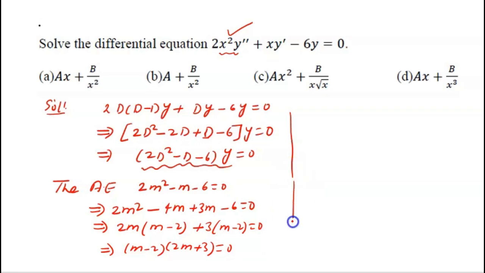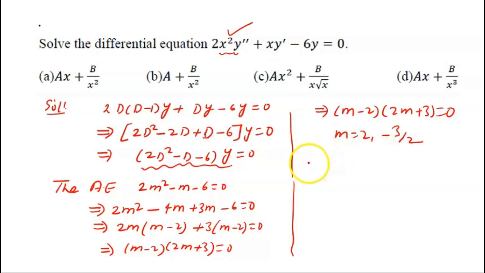So I get m minus 2 into 2m plus 3 is equal to 0. So the factors are m minus 2 into 2m plus 3 is equal to 0. So m is equal to 2 and minus 3 by 2. So what will be the solution? Solution will be y is equal to A e to the power 2z, right? Because I told you that you have considered that z is equal to log x, plus B e to the power minus 3 by 2 z.